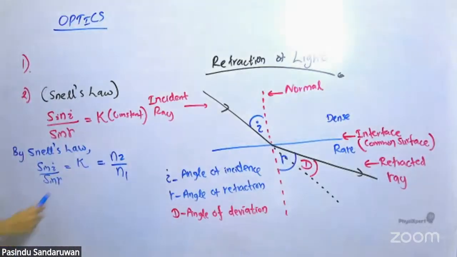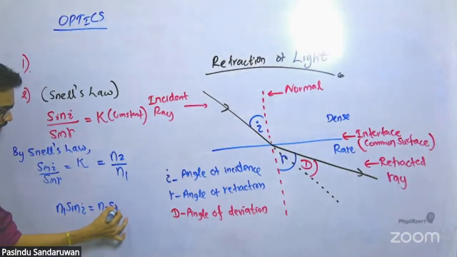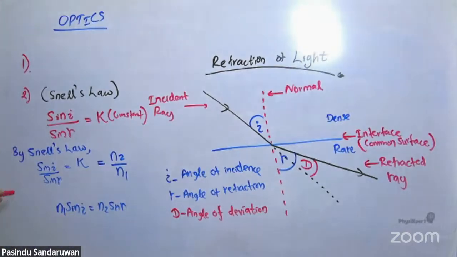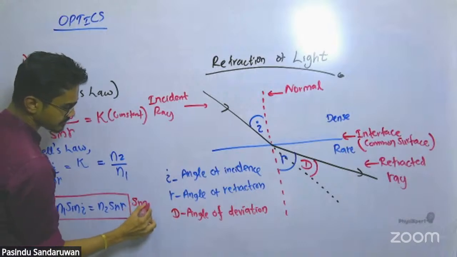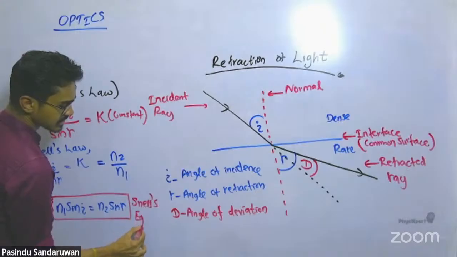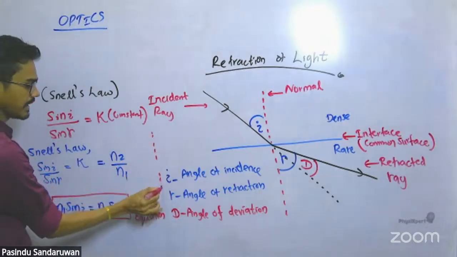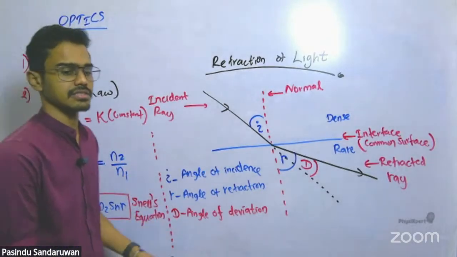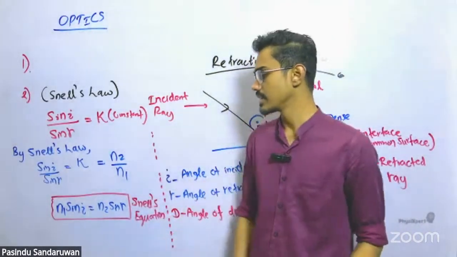Now when this is cross multiplied, we get another equation: N1 sin I equals N2 sin R. This equation was found, and this is stated as Snell's equation. This is the main equation we have in refraction, Snell's equation.